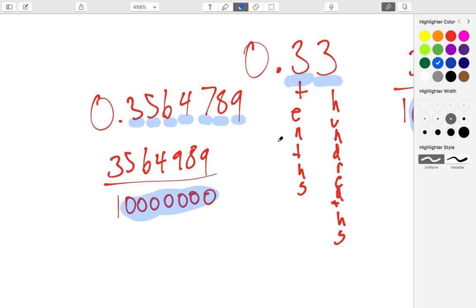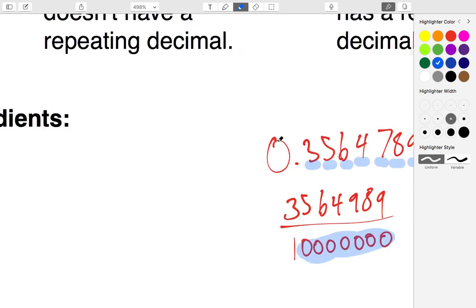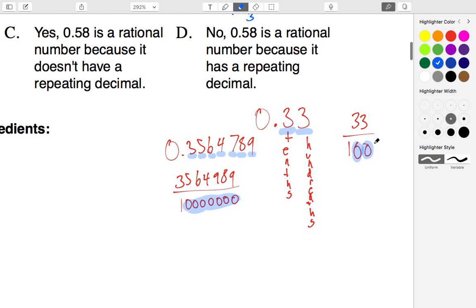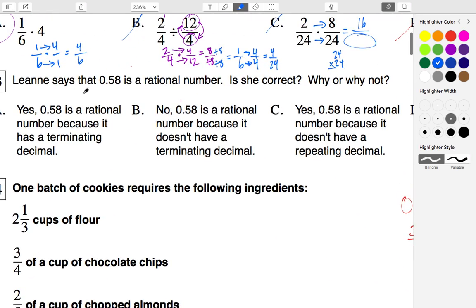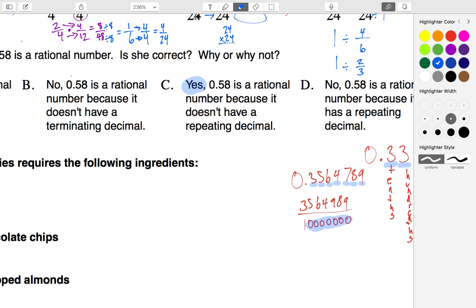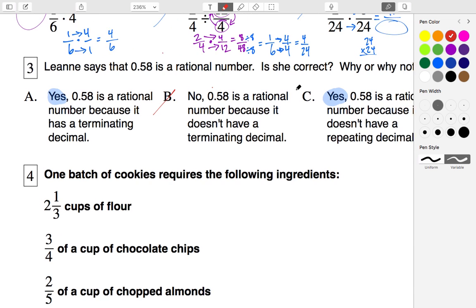Now, back to what we're trying to figure out, which is what is a rational number. From this example, a rational number is anything that can be written as a fraction. So she says that 0.58 is a rational number. Do you think she is right or wrong first, before we go into the reason? Yeah, she's right because we can write it as a fraction. Now, A and C have that, so B and D are definitely wrong. We can cross those out because it is a rational number, but now we have to compare the reasons.